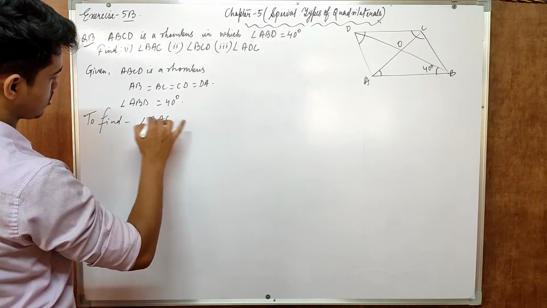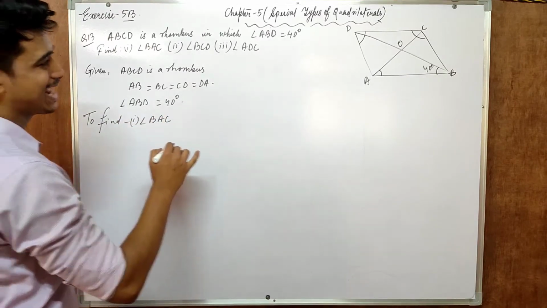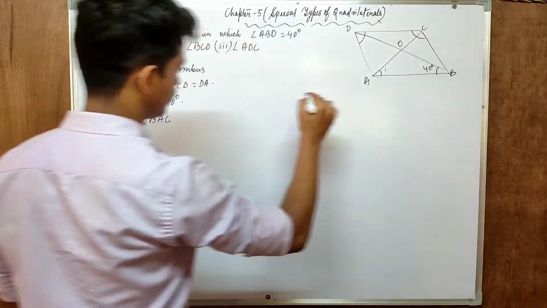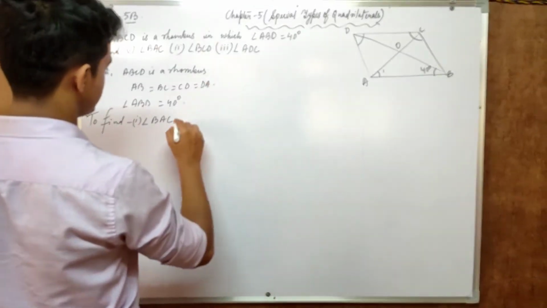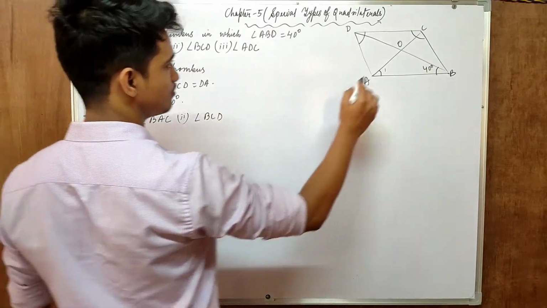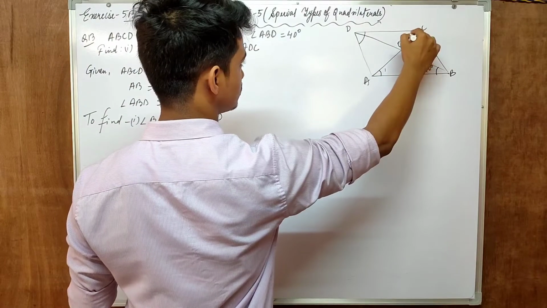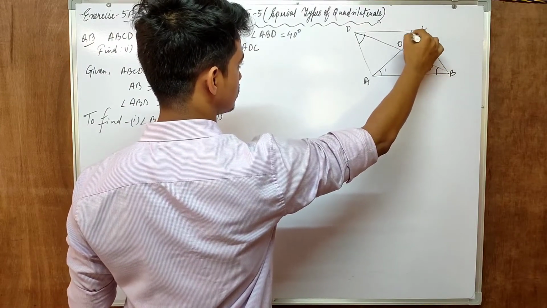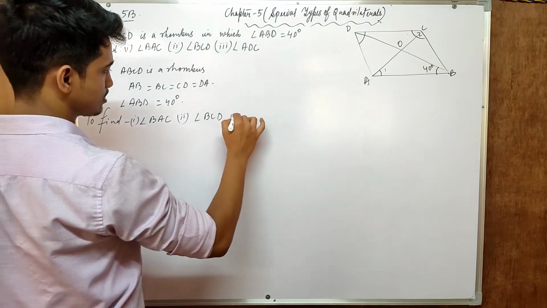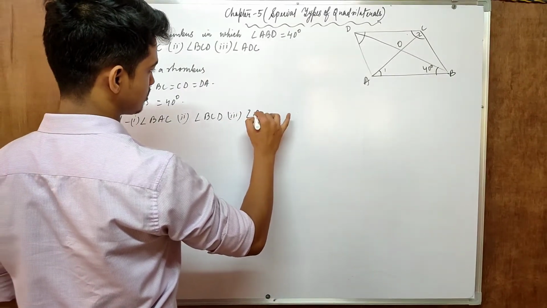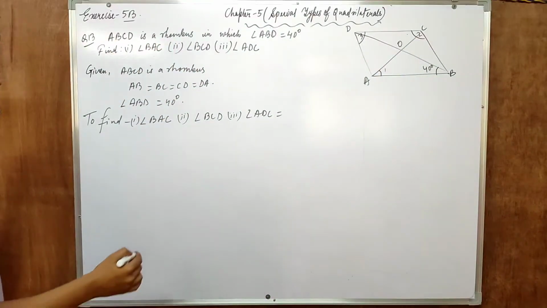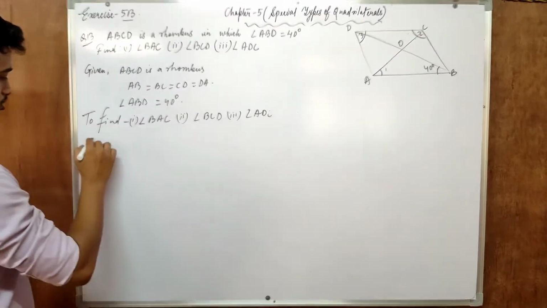First, BAC, this one, angle 1, and then BCD, that is, let's say, together that will be 2, and third one is ADC. So ADC is together 3, let's say, right? So now how to solve it?